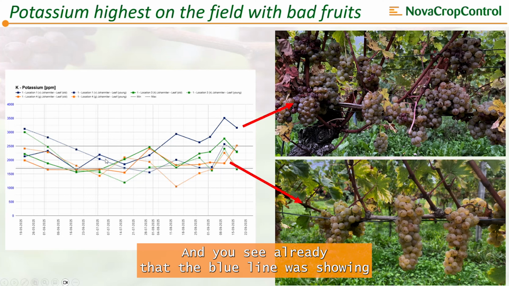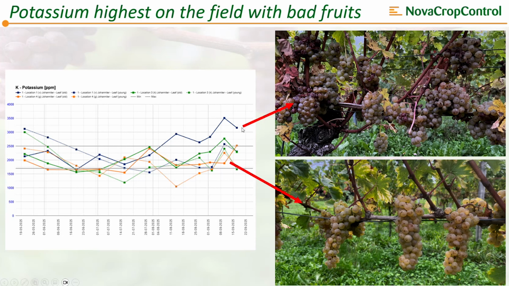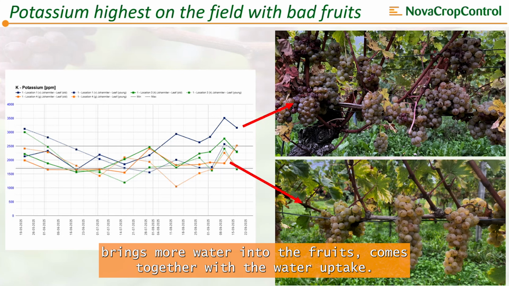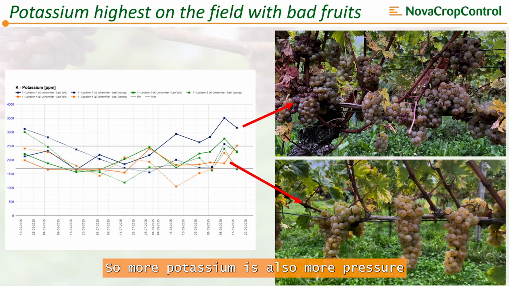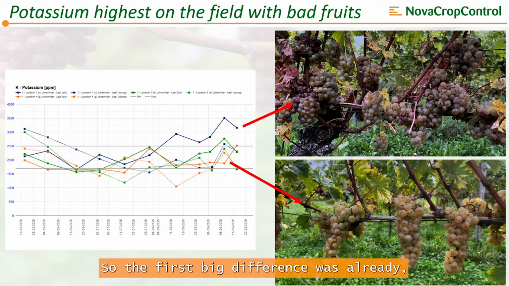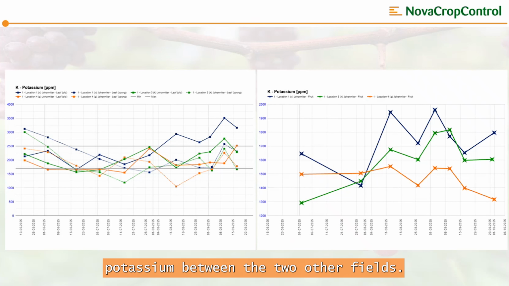And you see already that the blue line was showing the highest potassium uptake, much higher than the 2 other fields. Now, potassium plays an important role in fruit quality because potassium brings more water into the fruits, or comes together with the water uptake. So more potassium also means more pressure on the skin of the fruits, which can more easily lead to cracks. So the first big difference was already the potassium compared to the 2 other fields.